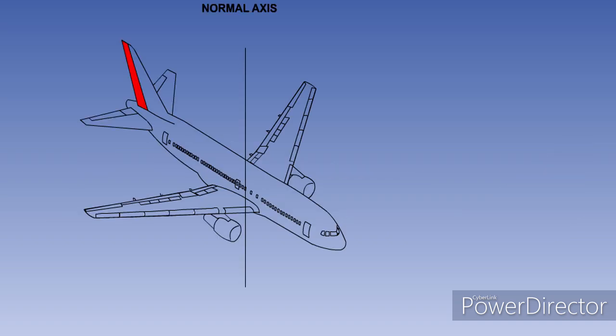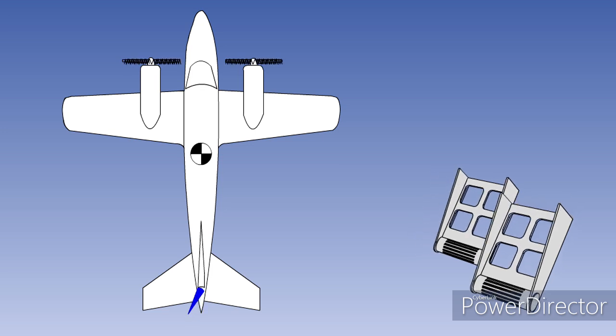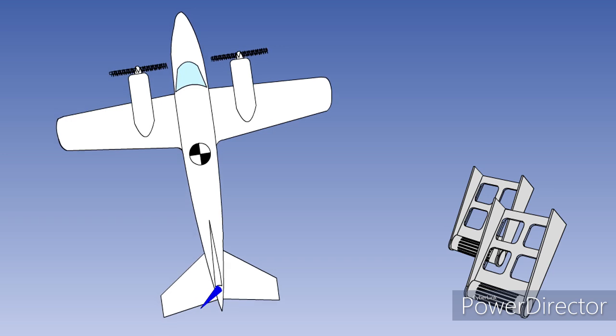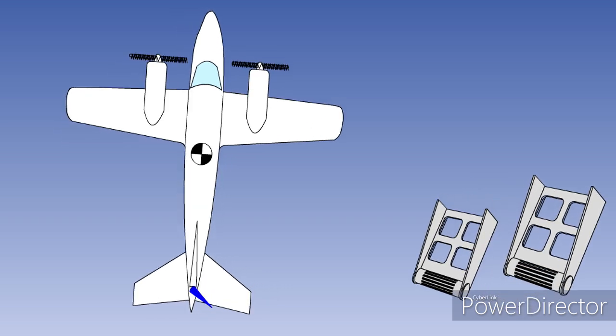The aircraft yaws about its normal axis. Control in yaw is normally achieved by the use of a rudder. The rudder is controlled by the rudder pedals. Pushing the left pedal forward causes the rudder to move to the left, and the aircraft nose to your left. Pushing the right pedal forward causes the rudder to move to the right, and the aircraft nose to your right.